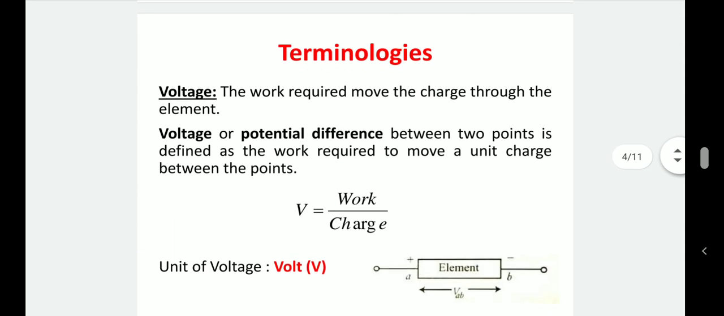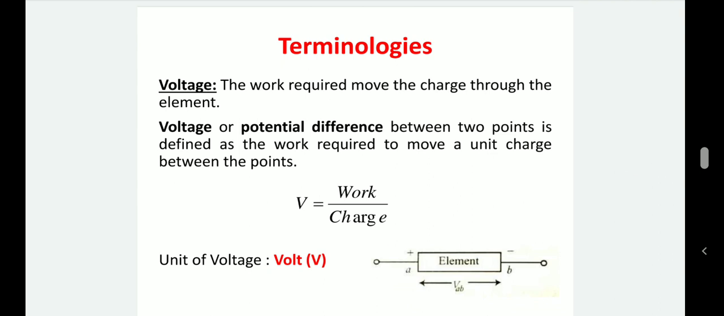Then the next term is voltage. What is meant by voltage or potential difference? It is the work required to move a charge through an element. So potential difference or voltage is the work required to move a charge. If we need to determine the voltage or potential difference between 2 points A and B, it can be defined as the work required to move a unit charge from A to B. So it is the potential difference between A and B.